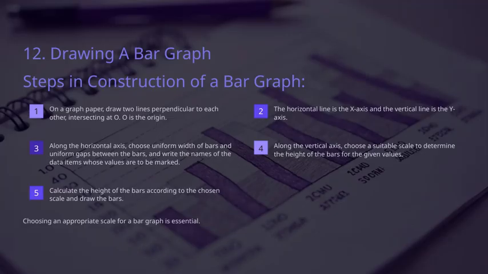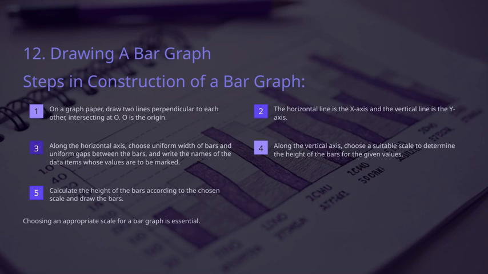Let's walk through the steps involved in drawing a bar graph. First, on your graph paper, draw 2 lines that are perpendicular to each other, intersecting at a point called O. This point is your origin, where your axes meet. Next, along the horizontal line, which we call the x-axis, decide on a uniform width for your bars and also maintain equal gaps between them. Write the names of the data items you want to represent next to each bar. Then, choose an appropriate scale to determine the height of each bar based on the data values you have. This is crucial because selecting the right scale ensures your graph accurately reflects the data without being misleading.